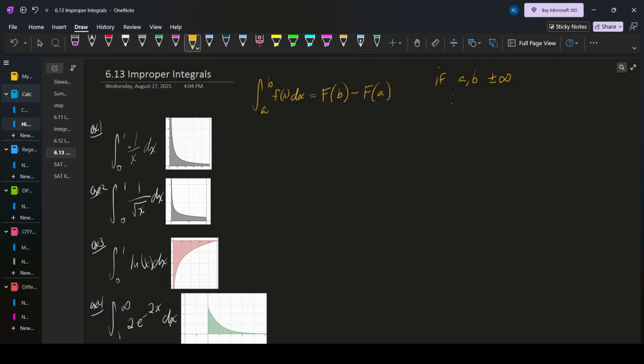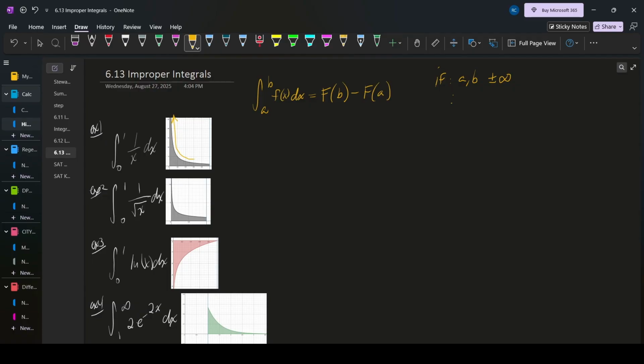undefined. So in this first example, we see 1 over x. And I've given you the graph here to show you that there is a vertical asymptote at x equals 0. So as you approach x equals 0 from the right, this function increases and never stops. Since our function increases infinitely, you might think that this area underneath is infinite, but there's not really a way to eyeball it.